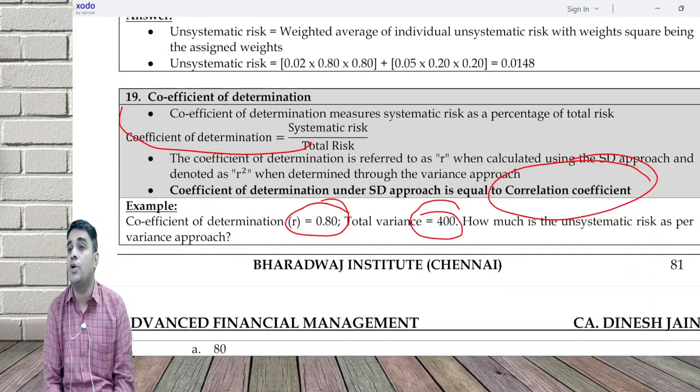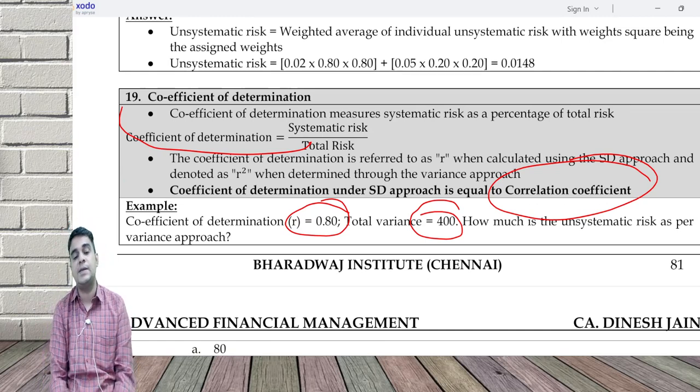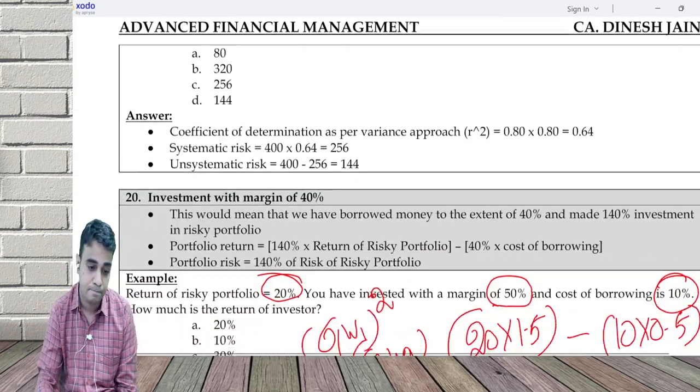Coefficient of determination is equal to R or R square. R means as per SD approach. R square means as per variance approach.